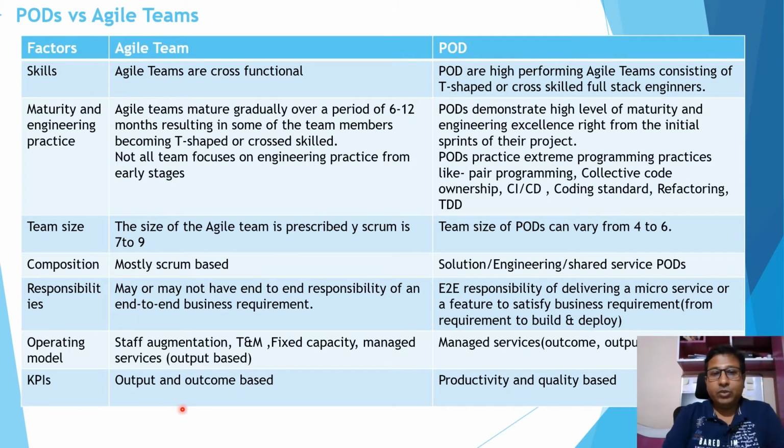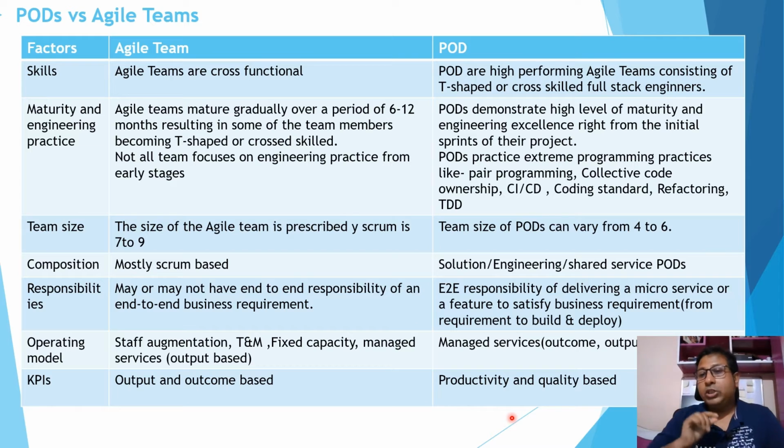KPI for agile teams are output and outcome based. Now, what is the KPI for the pod? Output is definitely one of the KPIs, but that is not the primary KPI. It is taken for granted that delivery has to happen, but it should be with high productivity and high quality. That's the key KPI of the pod, right?